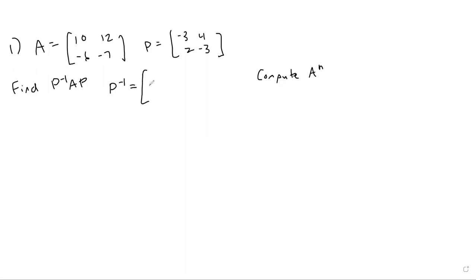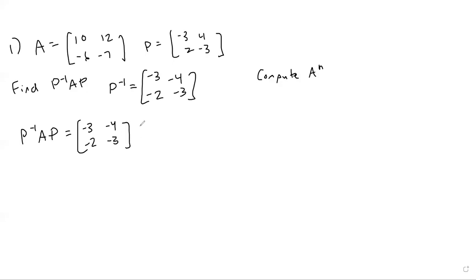And using whatever method you like for this, we should be able to find that this is negative 3, negative 2, and negative 4, and negative 3. So that P to the negative 1 AP is going to be this inverse. And then I'm just going to go ahead and multiply A and P using the matrices that were given above.